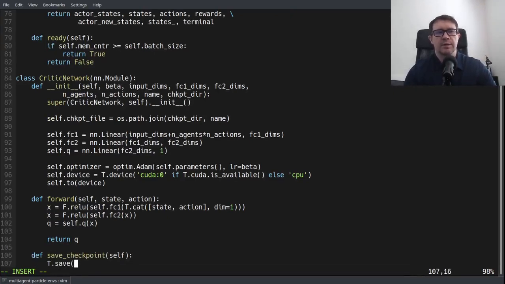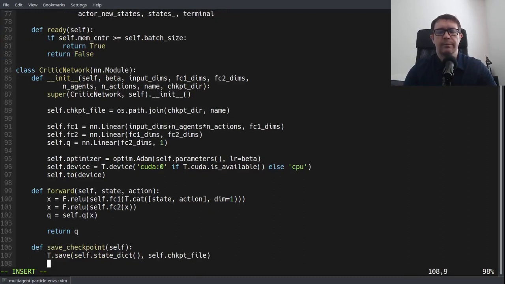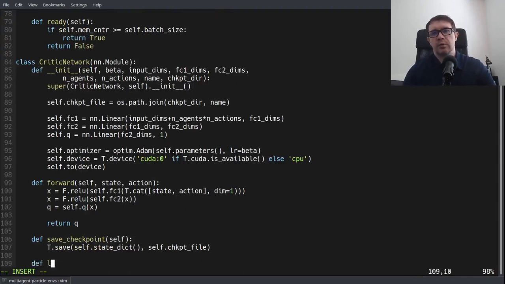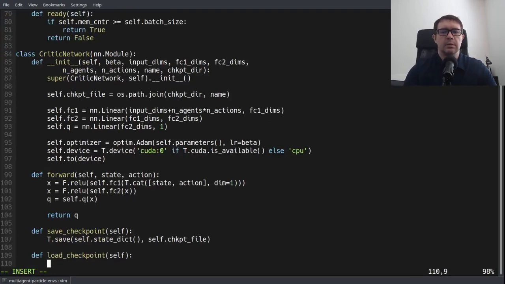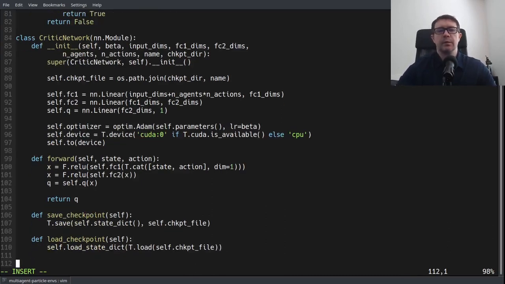Next, we need a function to save a checkpoint. So T.save, we want to save the state dictionary to the checkpoint file. And then we need a function to load a checkpoint. And that is self.load_state_dict, T.load self.checkpoint. Seems like I should just rename that variable, checkpoint file. Okay, that is it for our critic network.